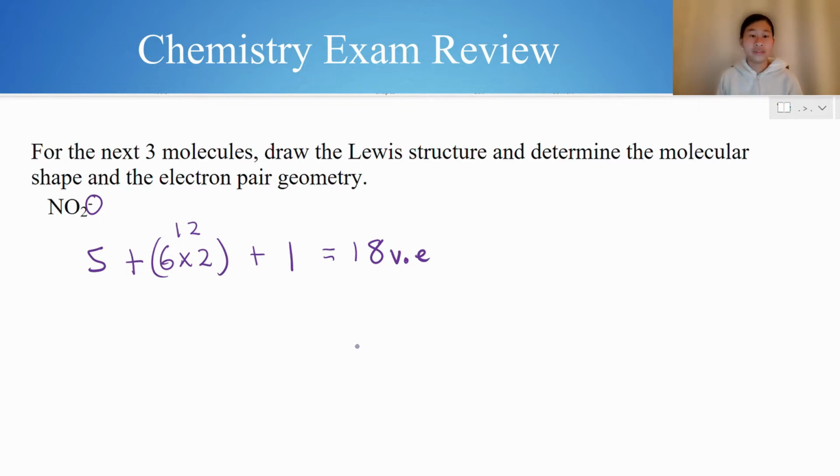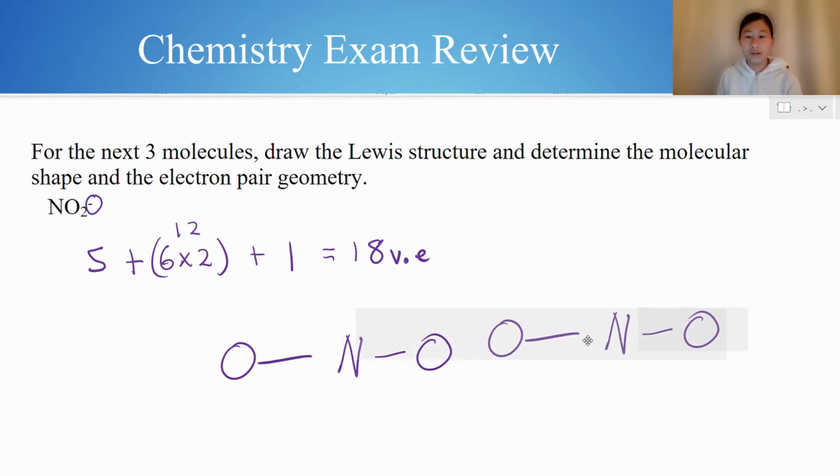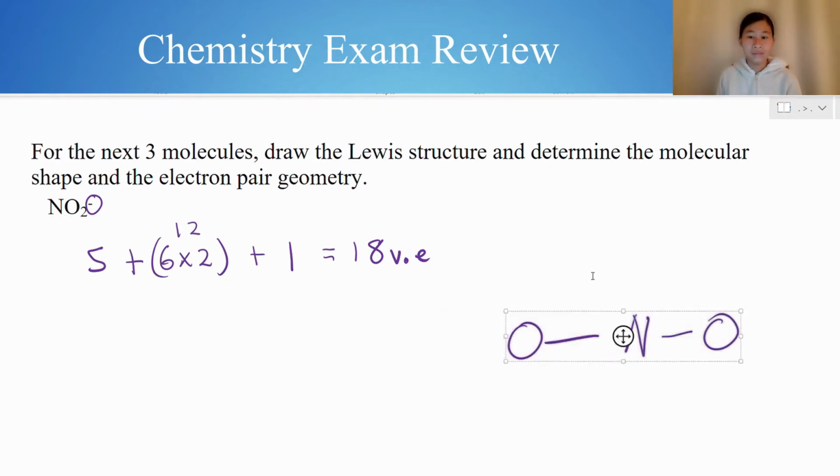Next, we are going to draw the skeletal structure, so the central atom, and bond the outer atoms via a single bond. Nitrogen will be the central atom, to which we will attach 2 oxygen atoms. Now in this structure, we have used 4 valence electrons, because remember, one bond, or one line, is equal to 2 valence electrons. So we already used 4, so we have 14 left.